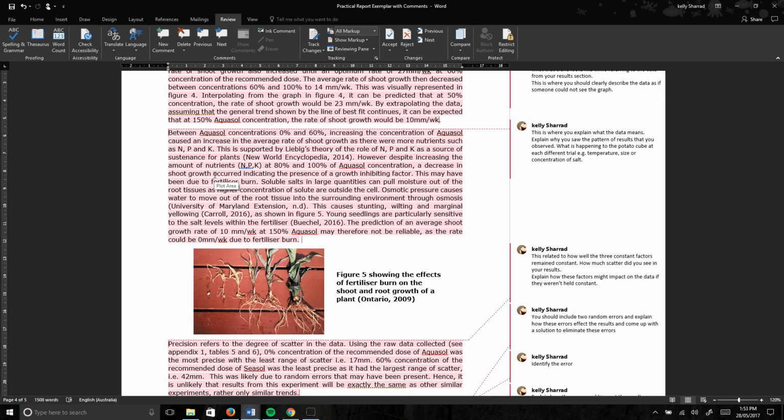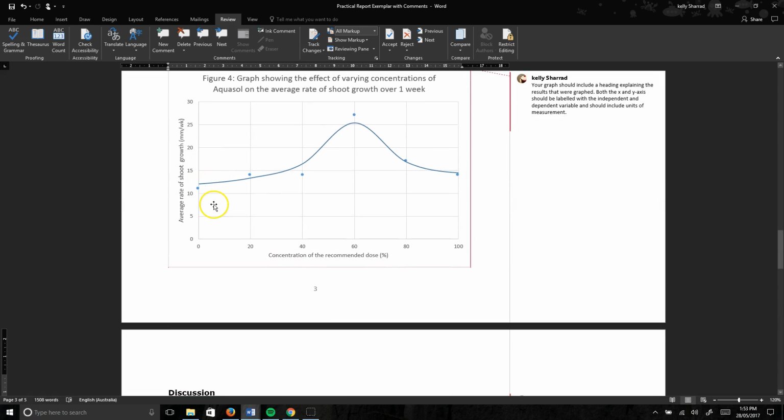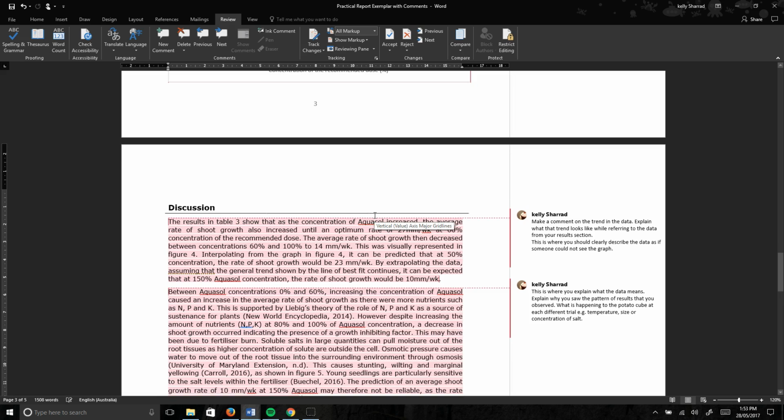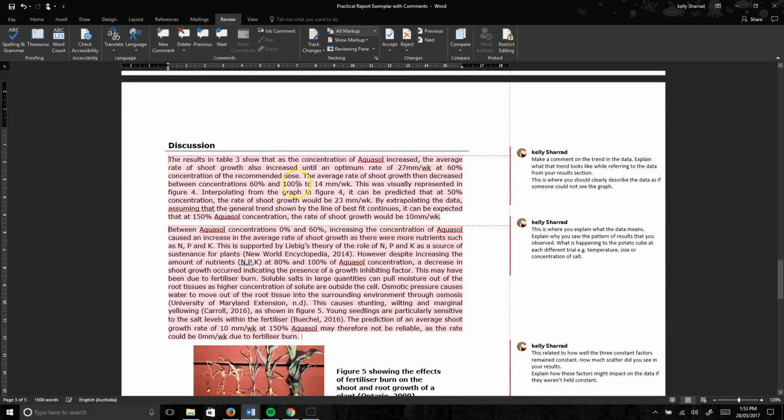So this is explaining why you saw the pattern of results that you did. In this case, the reason why we saw an increase in the rate of shoot growth as we increased the concentration of Aquasol is because there were more nutrients readily available for the seedlings, and therefore they were able to grow quicker and better. However, if the fertilizer is too high, you actually get a decrease, and the reason for that is because there was fertilizer burn.